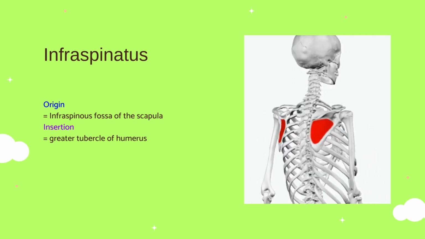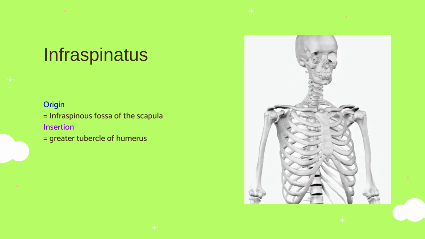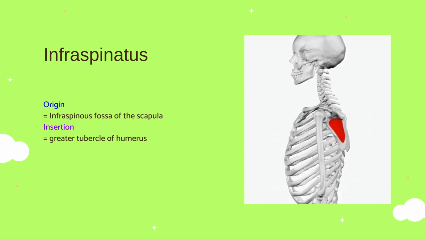It inserts onto the greater tubercle of the humerus, which is a bony prominence on the lateral aspect of the proximal humerus.